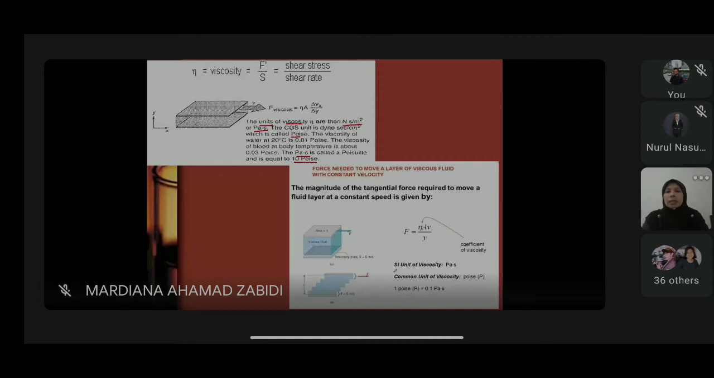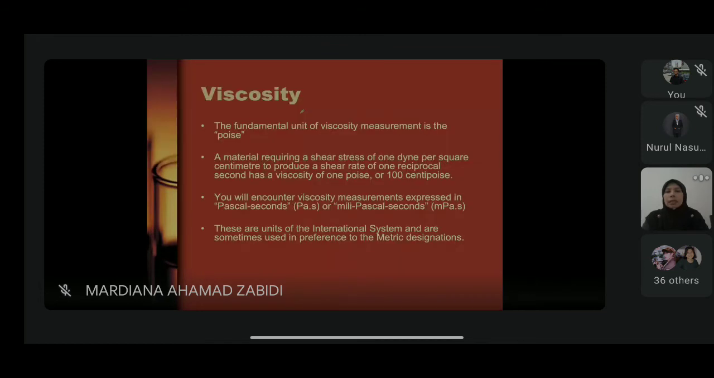Who knows, this might come out in your final exam for this chapter. What is the SI unit for viscosity? The SI unit for viscosity is Pascal second, and it can also be Newton second per meter square. You have learned SI units and British units. Another question might be, what is the fundamental unit of viscosity? The fundamental unit is poise, but for SI unit we use Pascal second.